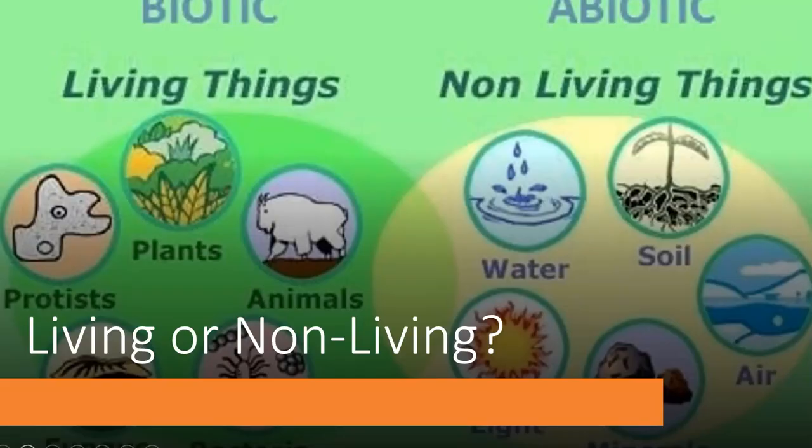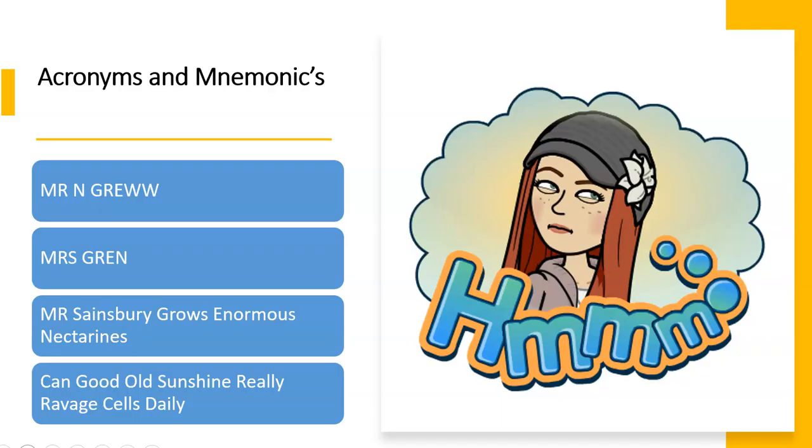In this video, we're going to look at how we can distinguish between organisms which are living, what we call biotic, or non-living, which we call abiotic. Quite often you will hear different acronyms and mnemonics depending on where you are being educated and what textbooks are being used. These are all there to help you remember the characteristics that prove living organisms are biotic.